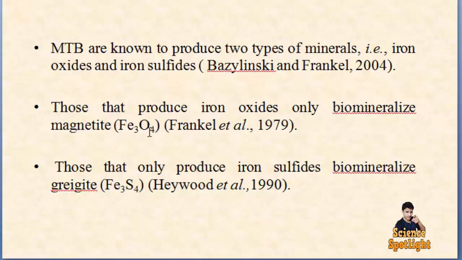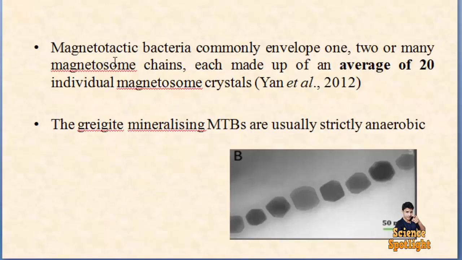The magnetotactic bacteria that produce iron oxides only biomineralize magnetite, and those that produce iron sulfides only biomineralize greigite. This is one of the most important points about magnetosomes and biomineralization. Magnetotactic bacteria commonly align one, two, or many magnetosome chains, each made up of an average of 20 individual magnetosome crystals. And the greigite-mineralizing magnetotactic bacteria are usually strictly anaerobic, hence they are usually found in anaerobic environments.